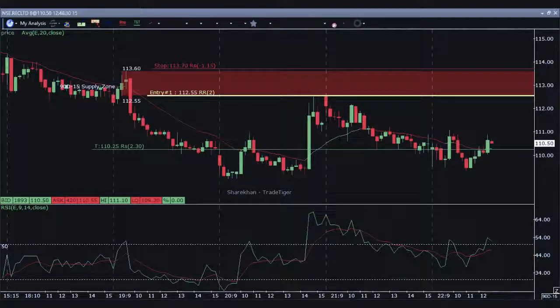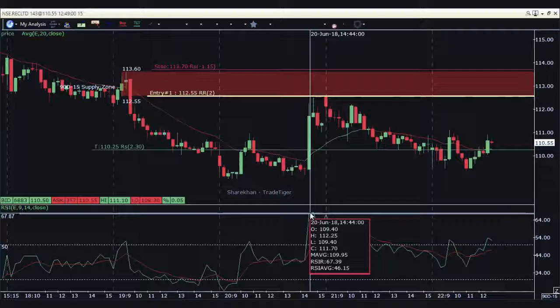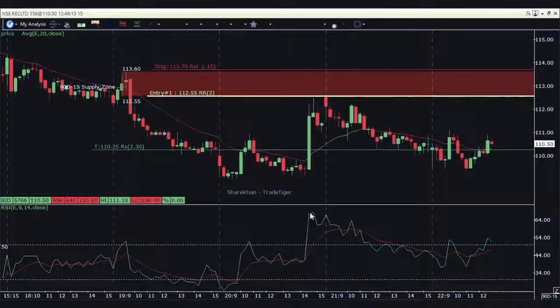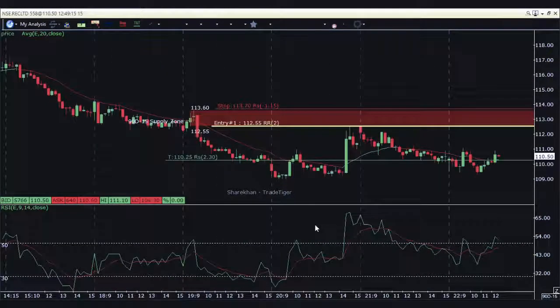What is the oscillator doing here? As you can see, in this area of supply, my oscillator is in an overbought territory. So I can use the RSI in conjunction with demand and supply to enter long and short trades.